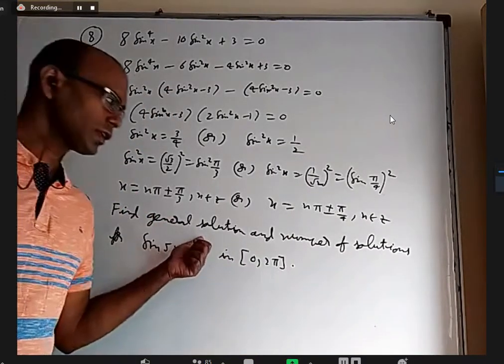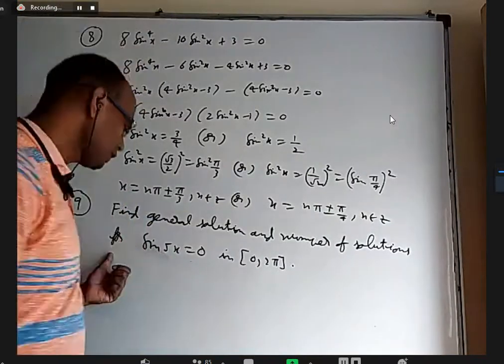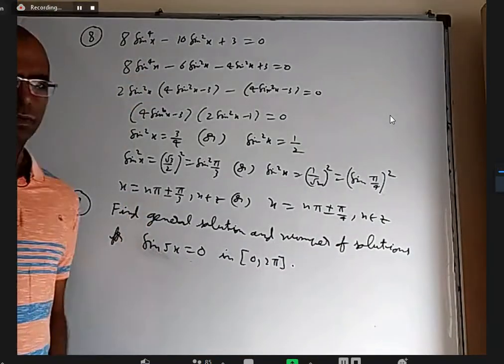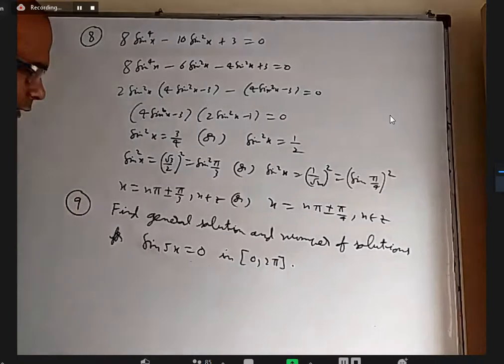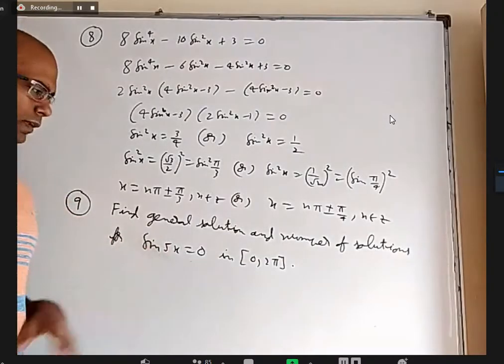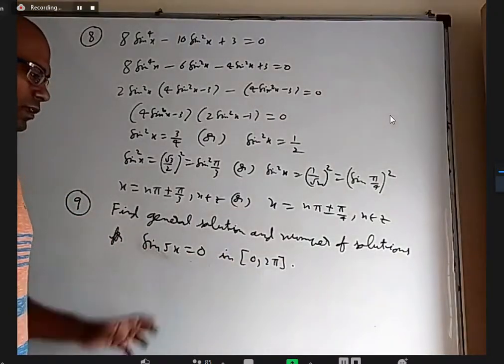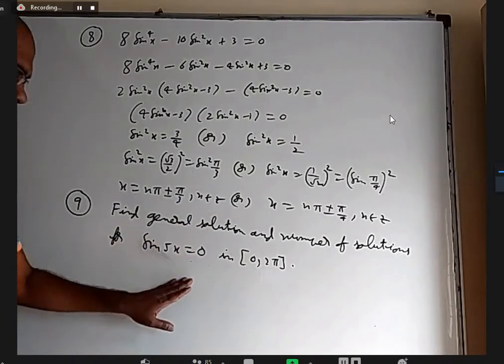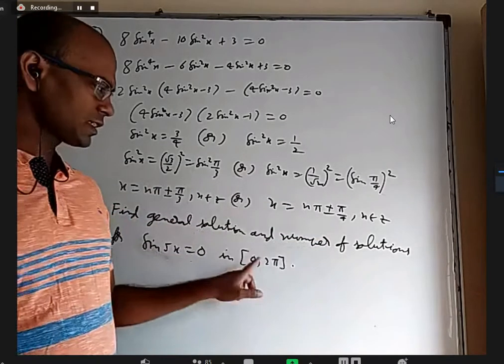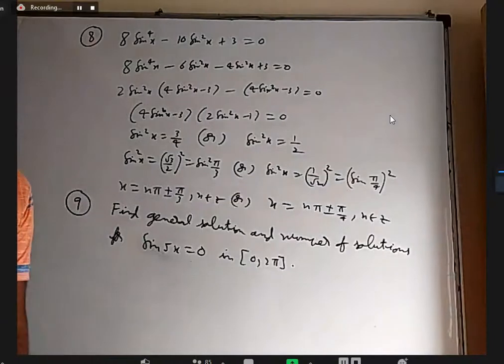Find the general solution and the number of solutions for this equation sin 5x equal to 0 in the closed interval 0 to 2 pi. I want the general solution for everything. When you say between 0 to pi, it is not general. So the general solution for all x values, and then within this interval, how many solutions are there? Number of solutions.